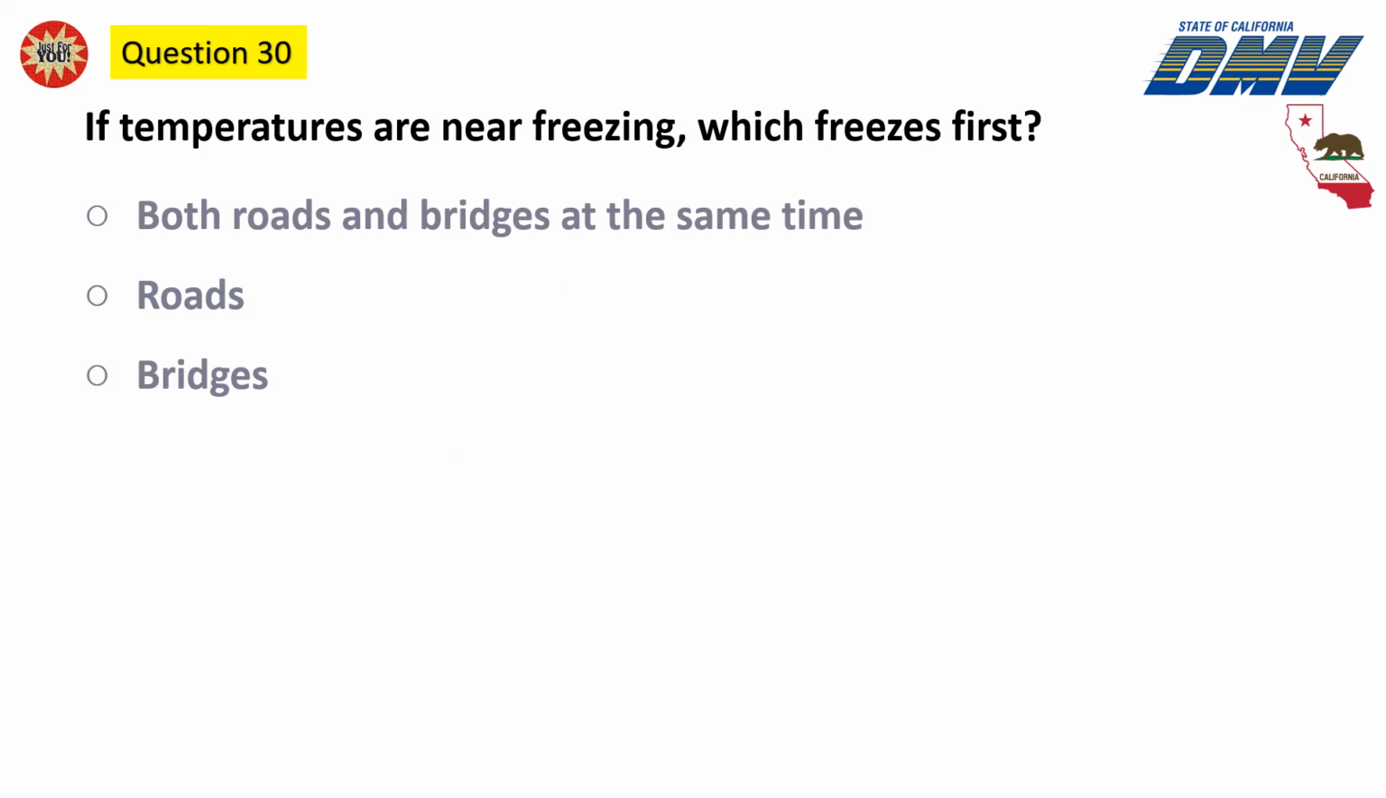Question 30. If temperatures are near freezing, which freezes first? Both roads and bridges at the same time. Roads. Bridges.